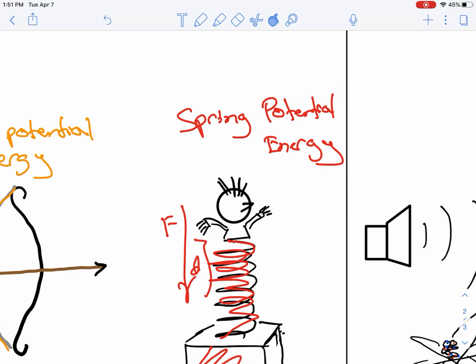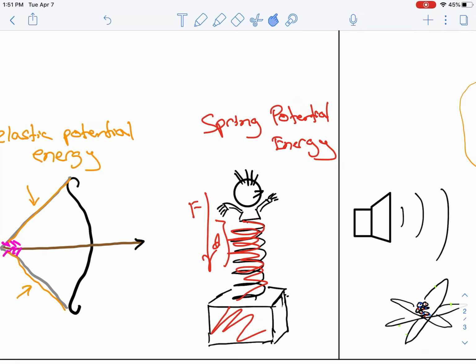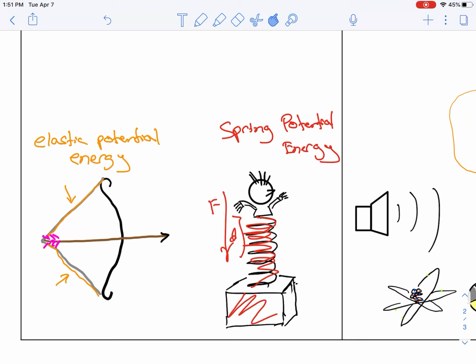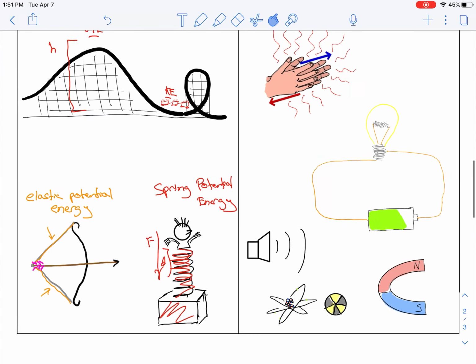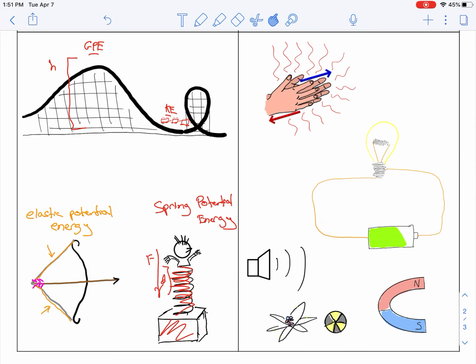And yeah, it is just energy stored in a spring. And you're just thinking about mechanical energy, like think machines, right? A spring is sort of like a little mini machine. So those are the different types of mechanical energy we'll be looking at: gravitational, kinetic, elastic, and spring.